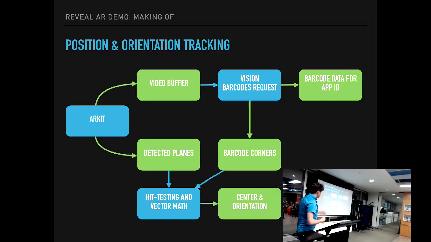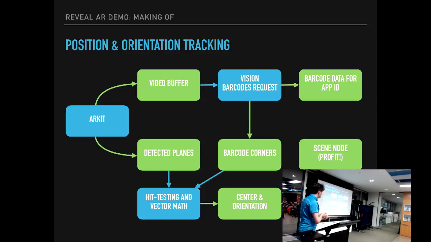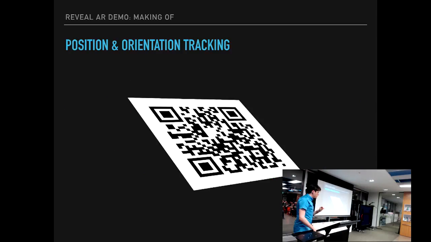We get center and orientation. Another little important phase here is that center and orientation ideally should be put through a rolling average filter, just to smooth out some of the noise that QR code detection will give you. And using the results of that rolling average, you can apply those parameters to the scene node that has the snapshot, and profit.